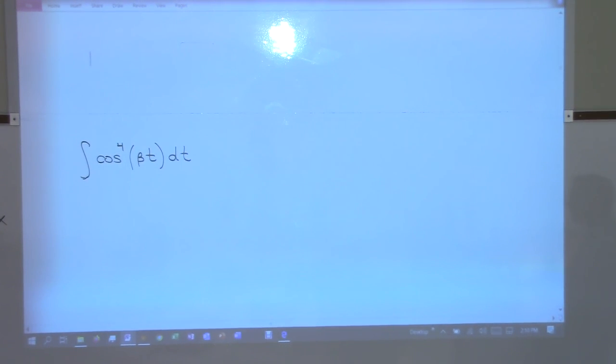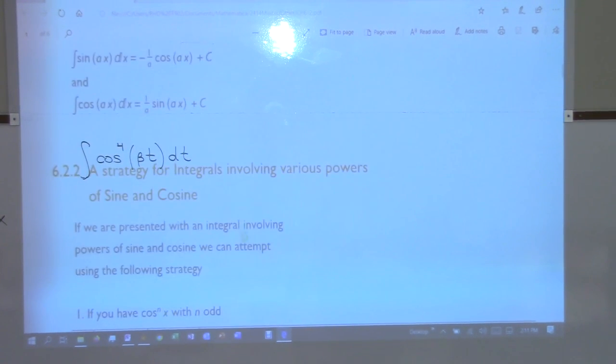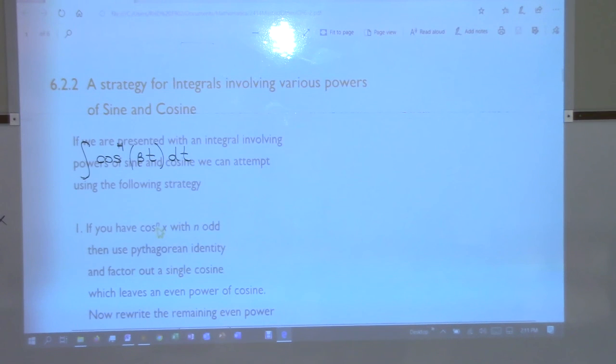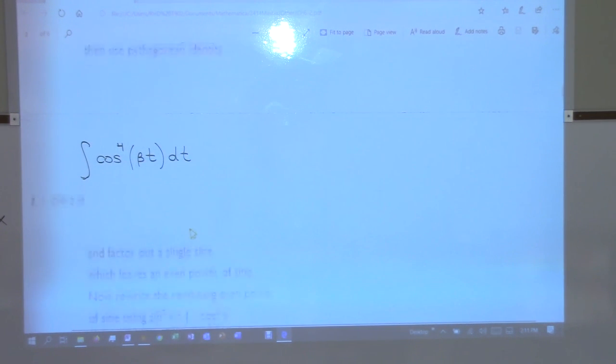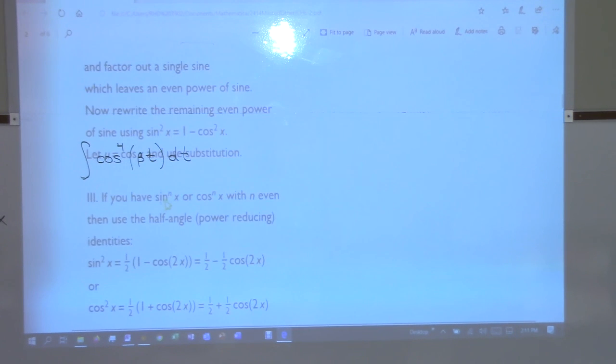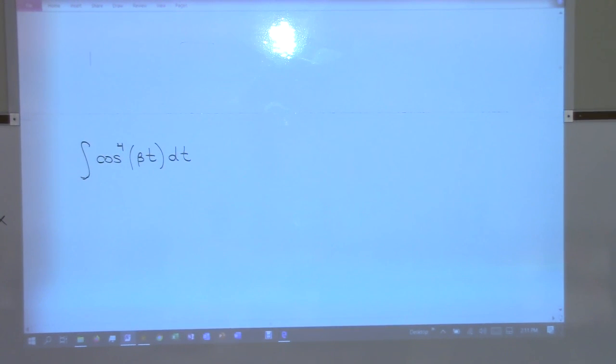All right, so fourth power. How do we deal with the fourth power? Well, let's go back here. It says if we've got sine and cosine, all right, we've got a cosine. Is cosine to an odd power? Nope. Sine to an odd power? Nope. Do you have sine or cosine to an even power? Yes. We're going to use the power reducing formulas then. So I'm just going to show you on this one how it works.